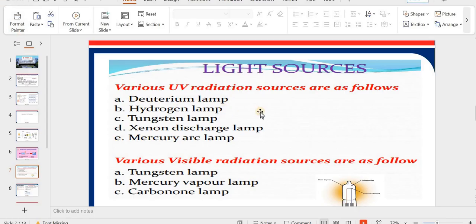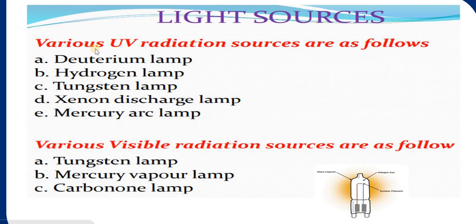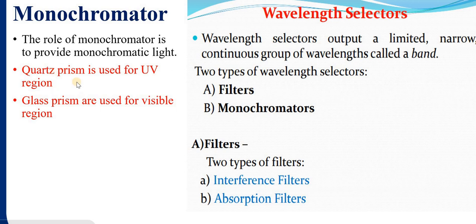If we talk about the different light sources that can be used: for UV radiation, a deuterium lamp, hydrogen lamp or tungsten lamp, any of the lamps can be used. If visible radiation is needed, then tungsten, mercury or carbon sources are used, along with a monochromator. If a quartz prism is used, then it covers the UV region, and if a glass prism is used, the visible region. These are the wavelength selectors.